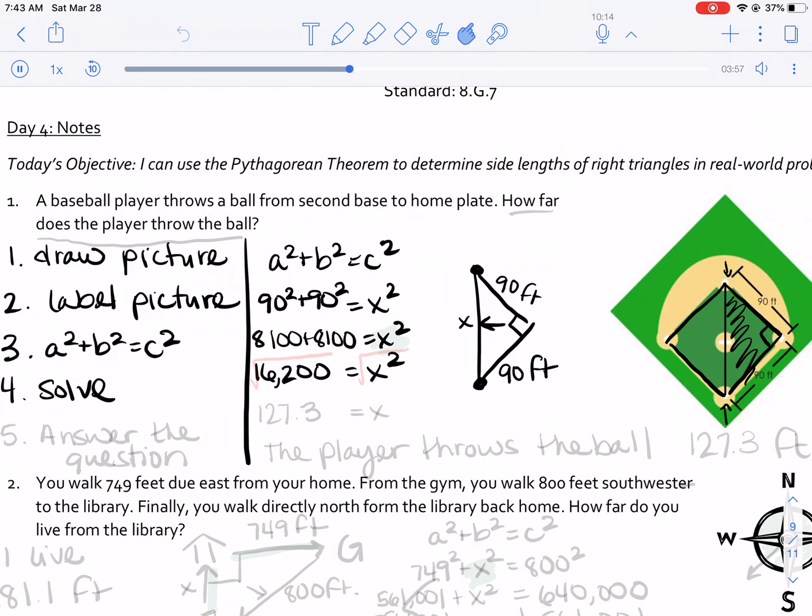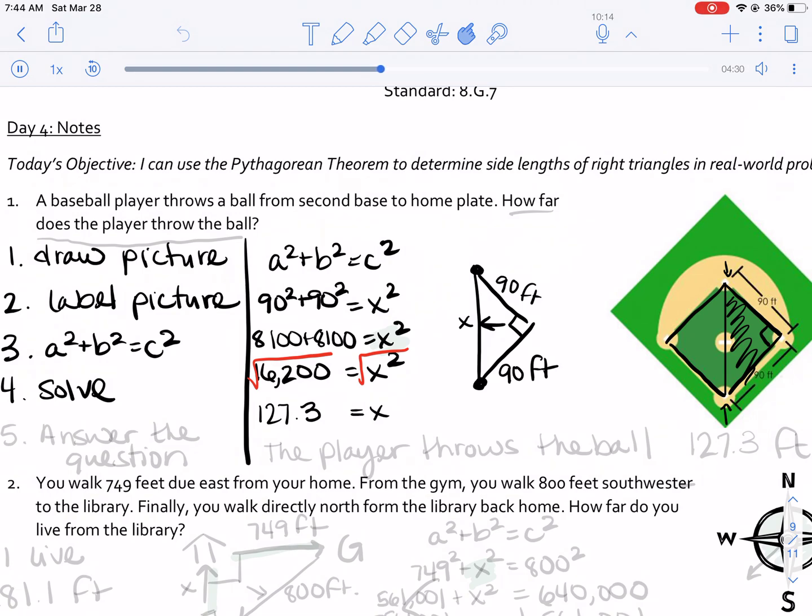Now, a lot of students are really tempted to be done at this part, but remember, there's still a little 2 above that x. So we need to undo that 2 by taking the square root on both sides. And that will give us x squared on the right. Oh, excuse me, just x on the right. And then the square root of 16,200 gives you 127 point a lot of numbers. We're just going to round it to the nearest tenth, and it's 127.3.